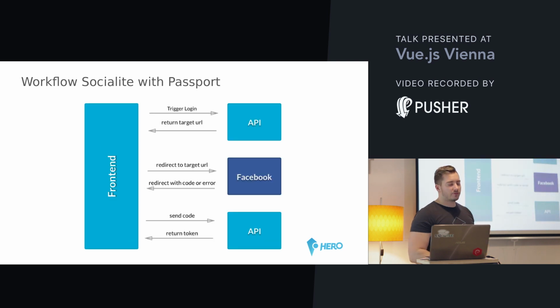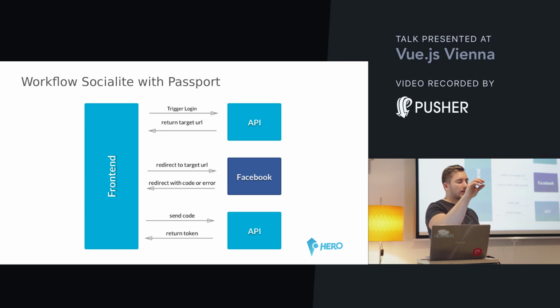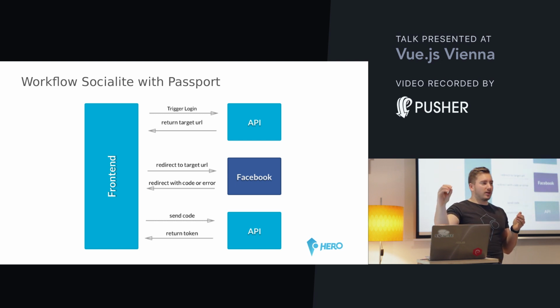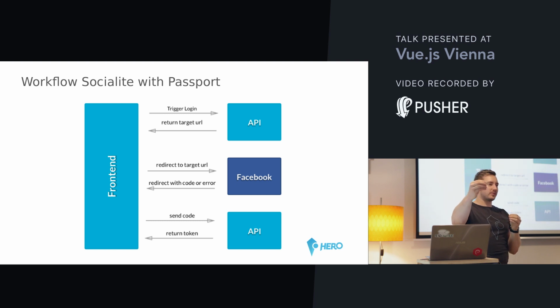But if you have an API, it's a little bit more complex. You still can use Socialite and it makes sense, but you have to do a little bit of additional work because the front end triggers the login. So the user clicks on the Facebook button. But then you have to go back to your backend to create this redirect URL. So you go to the API, to this Socialite route, get back the target URL, the redirect URL, and the front end makes a redirect to Facebook.